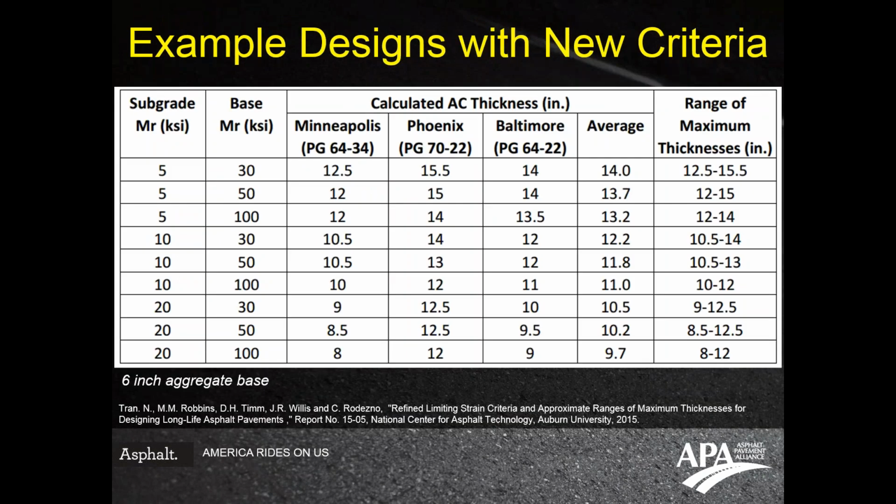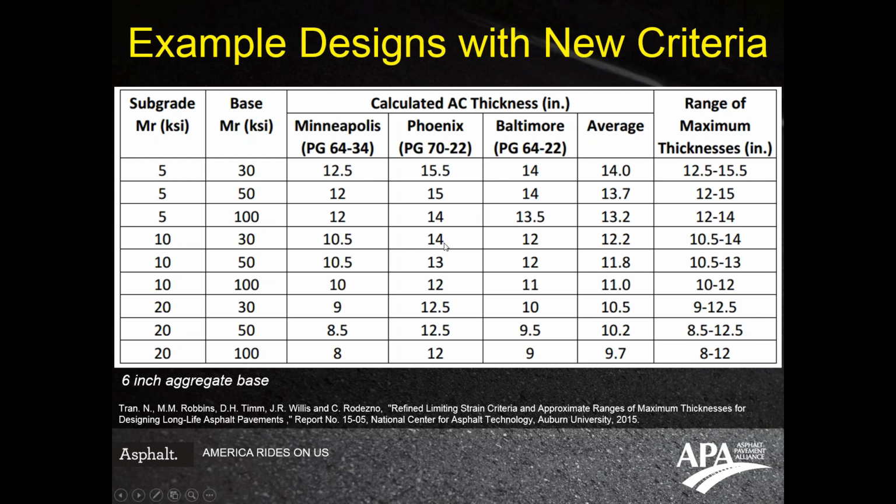As part of a report, and this has been referenced already during the webinar, but published back in 2015, we ran a number of what-if scenarios, did a sensitivity analysis looking at some different climate zones from cold to hot, Minneapolis, Phoenix, and Baltimore, covering 3 ranges of temperature there, looking at a 6-inch aggregate base pavement and looking at a range of subgrade soil modulus values and base modulus values, and came up with recommended total AC thickness required to be perpetual under these new criteria.